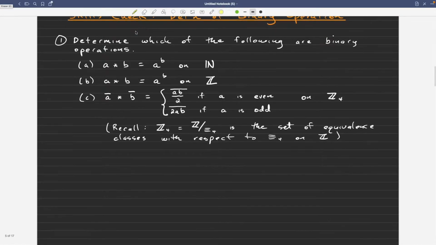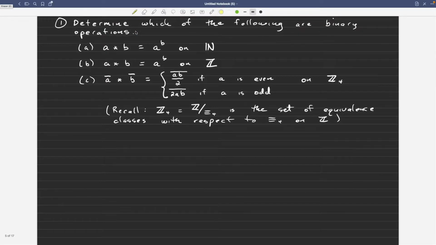All right, welcome back. Let's look at part A. This one is a binary operation on the natural numbers. You can check the domain of star is going to be all of N cross N, because I can certainly take any natural number A and then raise it to a natural number power B, because that's just multiplying A times itself B times, right? So I can certainly do that on the natural numbers. There's nothing bad going to happen if I do that.